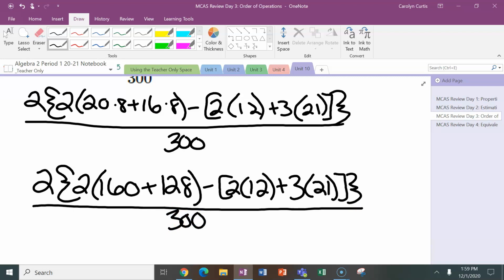Now I'm going to deal with the adding in the parentheses before I deal with anything outside. You want to deal with the innermost and then branch off a little bit after that.